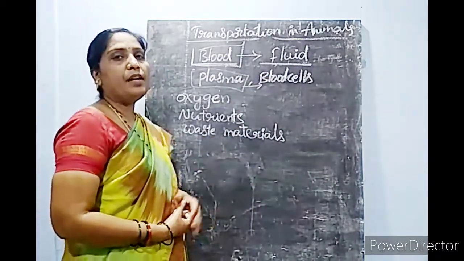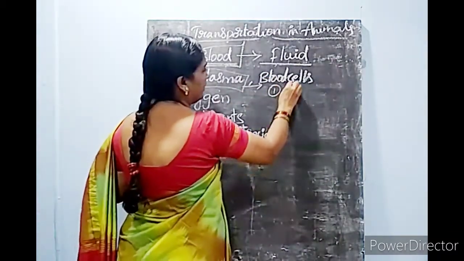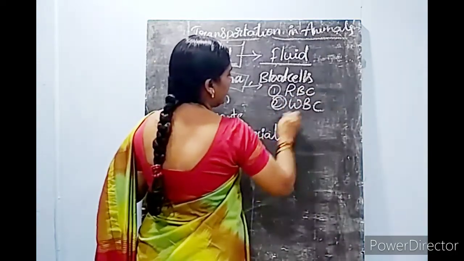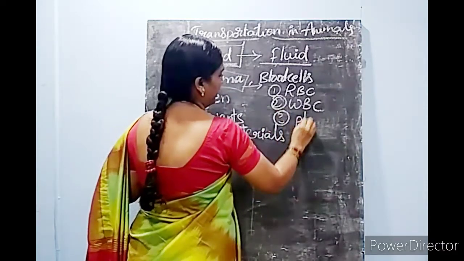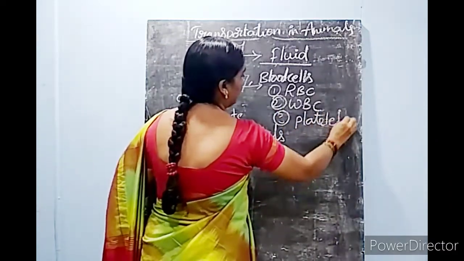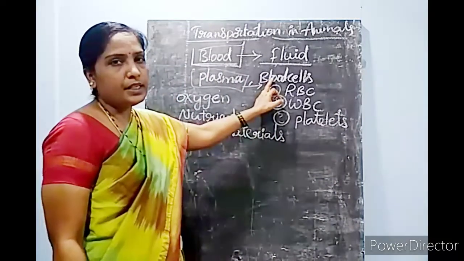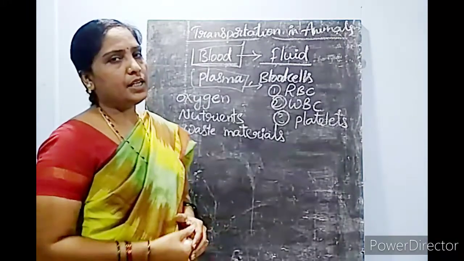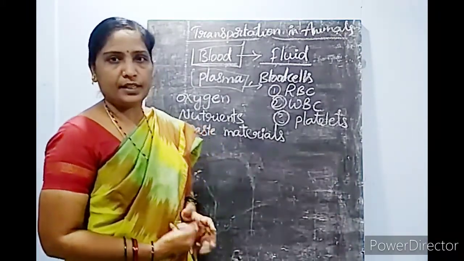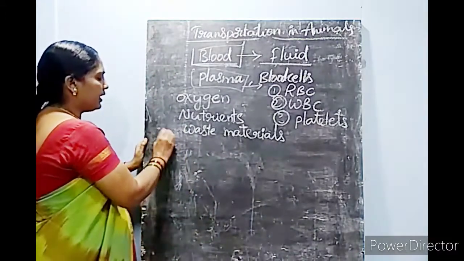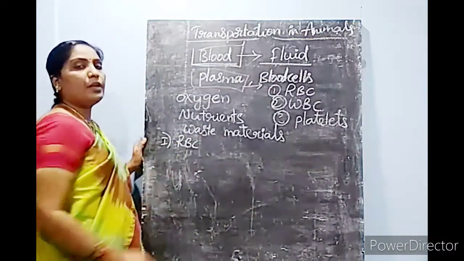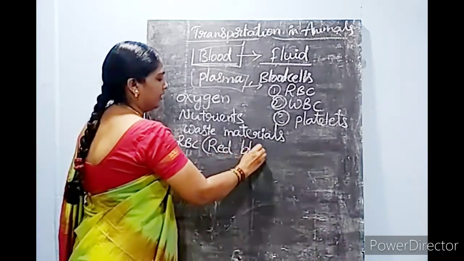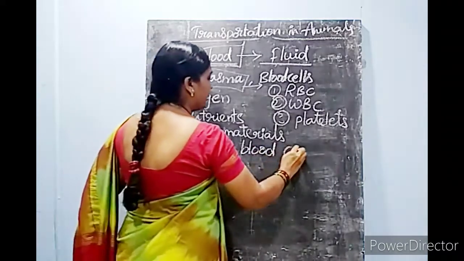And there are different types of cells in the blood. One is RBC, WBC and platelets. These are the different cells present in blood. Now we will see about each cell, what is their shape, what is their function. So the first cells are RBC. The full form of RBC is red blood cells.